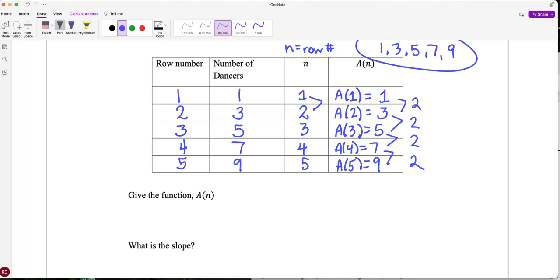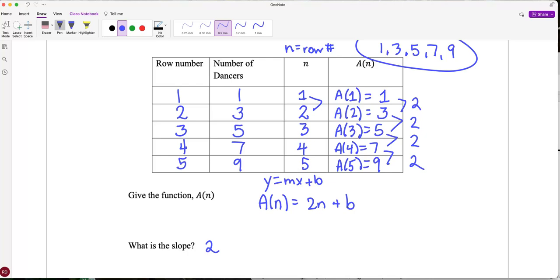So before I introduce the term arithmetic sequence, you're used to thinking of y equals mx plus b. You can look at this data and tell me that m is 2. So if I look at this, the slope is 2, because every time the row number goes up by 1, the number of dancers increases by 2. So this function a of n is going to be equal to 2n plus some number b. It goes up by 2 every time.